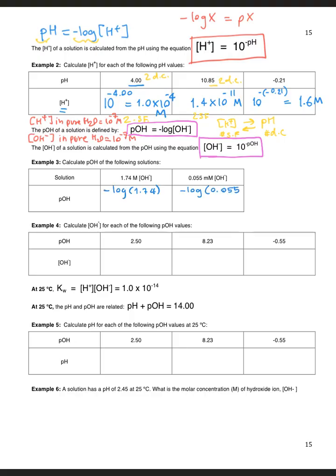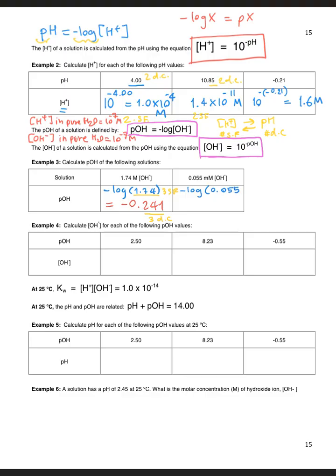Calculate the pOH of the following concentrations of hydroxide ions. The concentration of hydroxide ion equals 1.74. If you take the negative log of this value, you are going to get a pOH of negative 0.241. Again, the number of sig figs for the concentration becomes the number of decimal places in the answer. Since this concentration contains 3 sig figs, the answer for the pOH would contain 3 decimal places. Vice versa, if you're going from the pOH to OH, the rule will be the opposite.